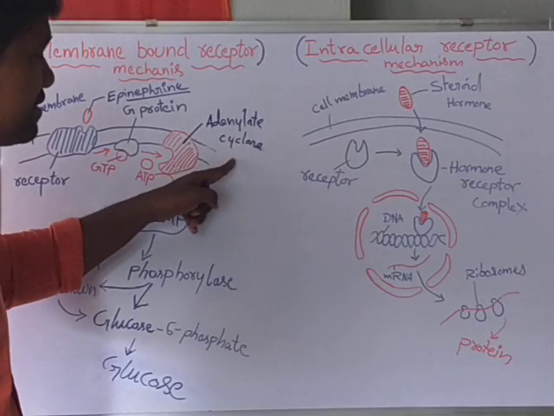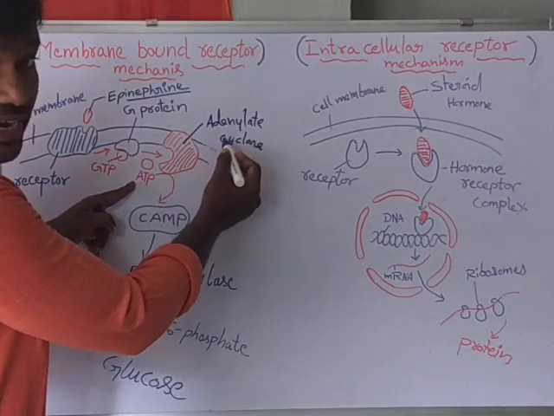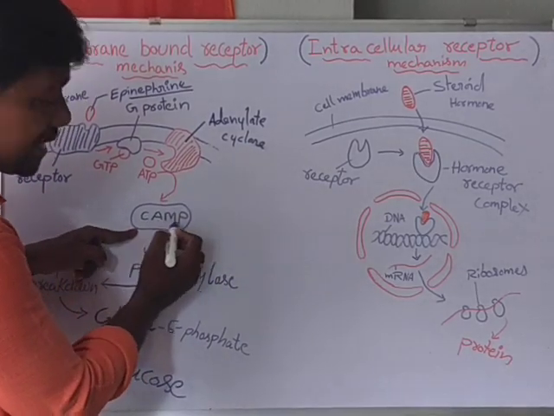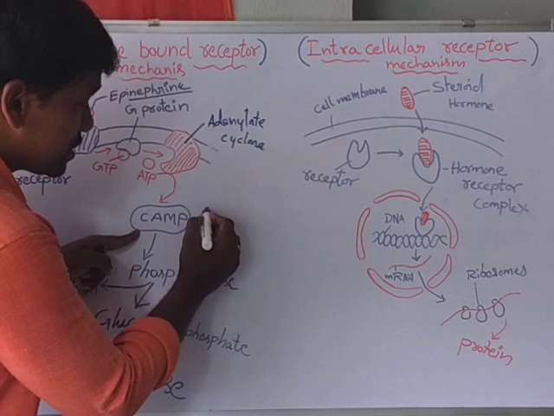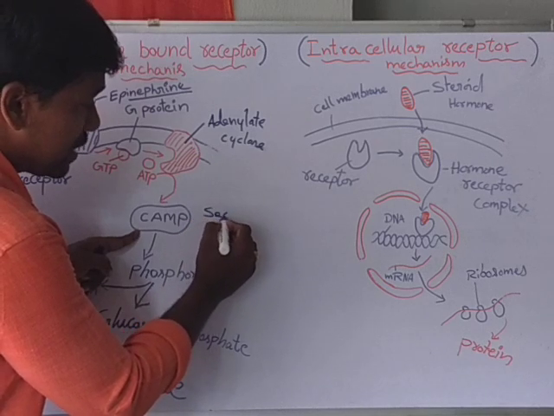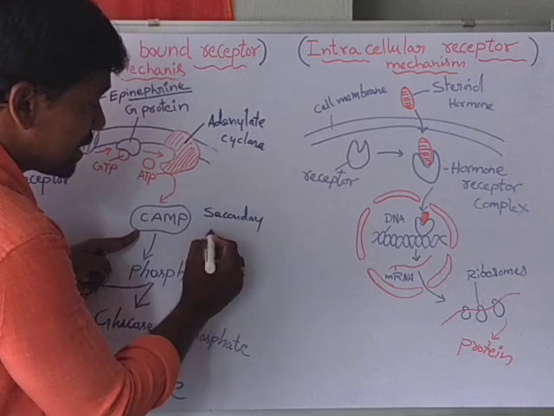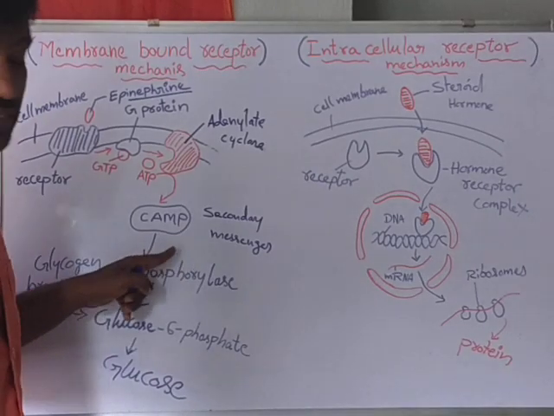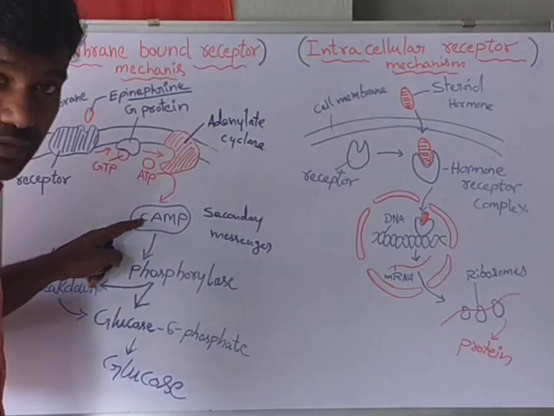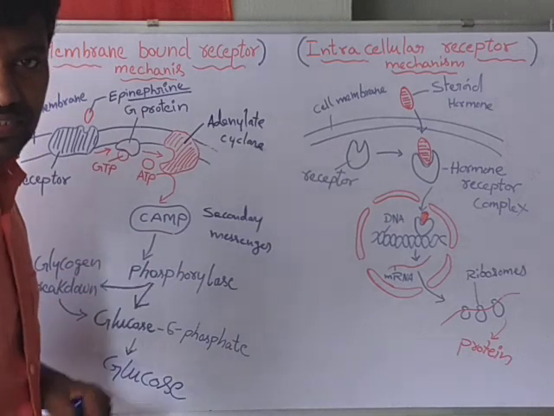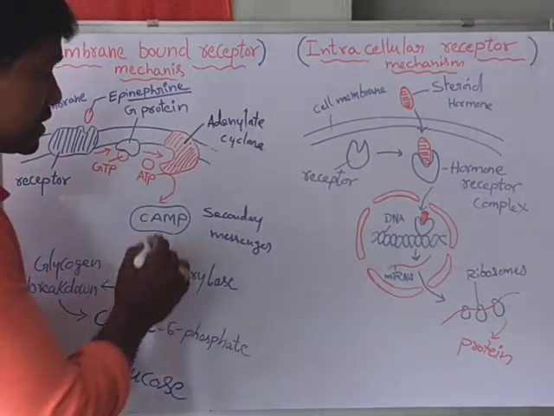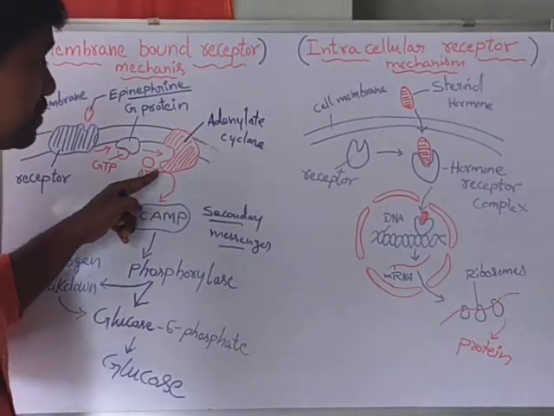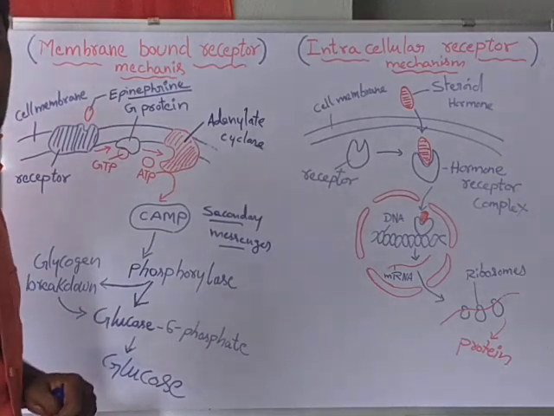Okay, so when it activates, the ATP will bind with the adenyl cyclase. Then both form cAMP. That means this one is the secondary messenger. So cAMP means cyclic adenyl monophosphate, and it acts as a secondary messenger. It is formed by the ATP and the adenyl cyclase enzyme.